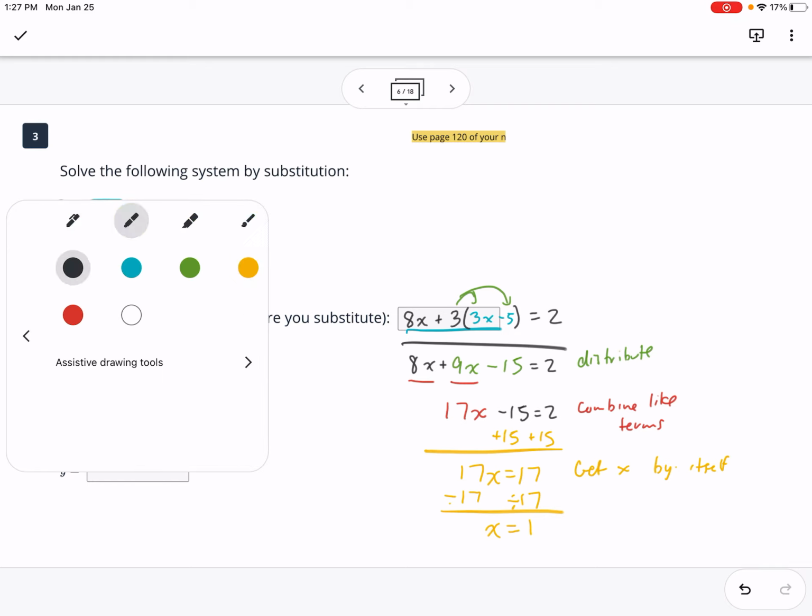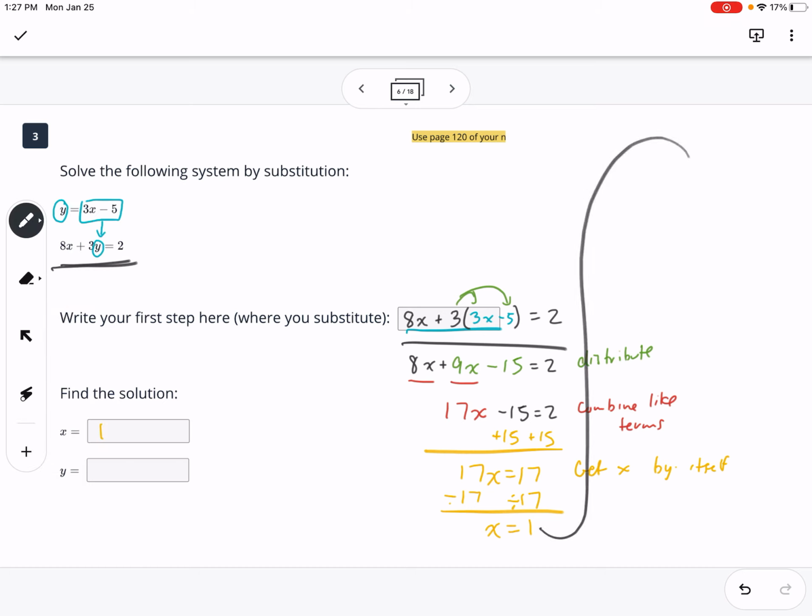Now, in order to find my y value, I'm going to take this x equals 1 and plug it back in to this equation. So where I see the x, I'm going to plug in 1 instead of the x. And then I'm going to do the math. 3 times 1 is 3. Minus 5. 3 minus 5 is negative 2. So y is negative 2.